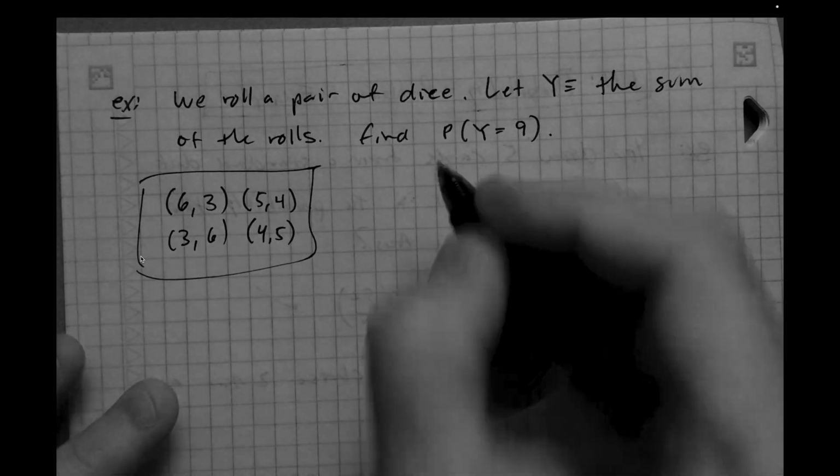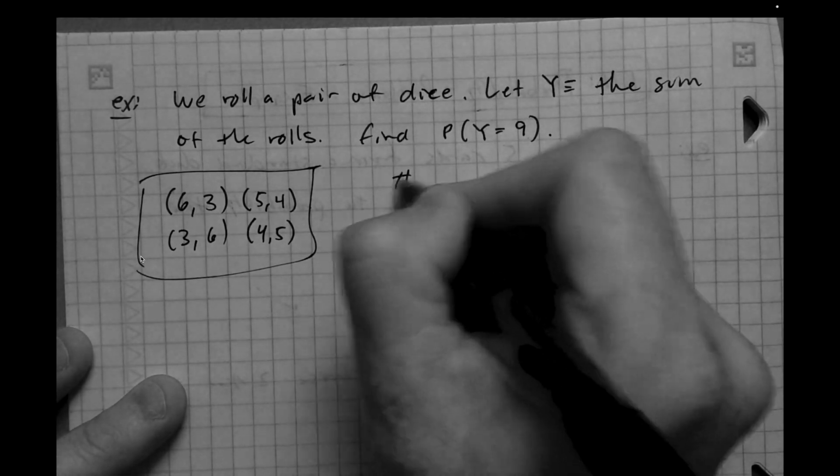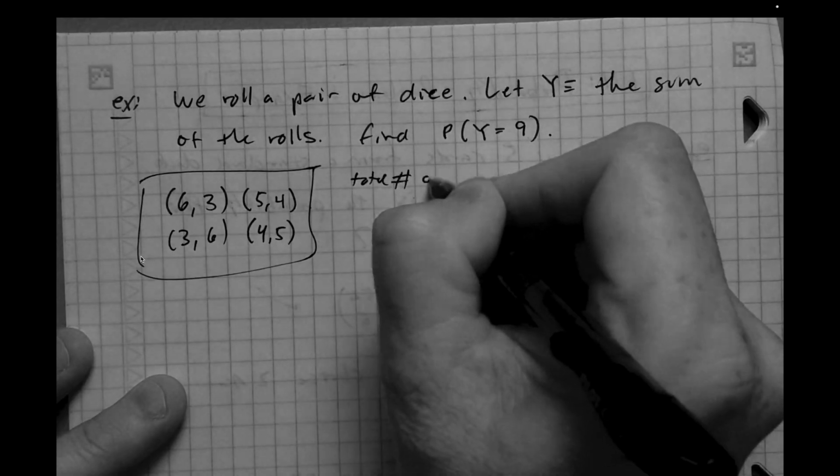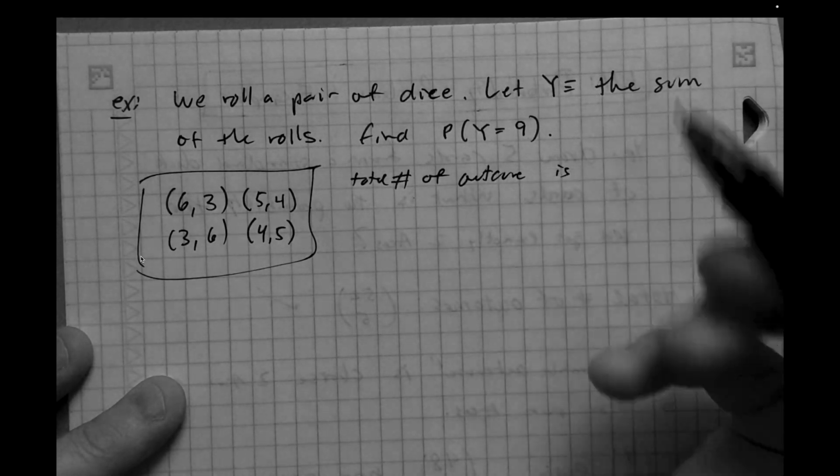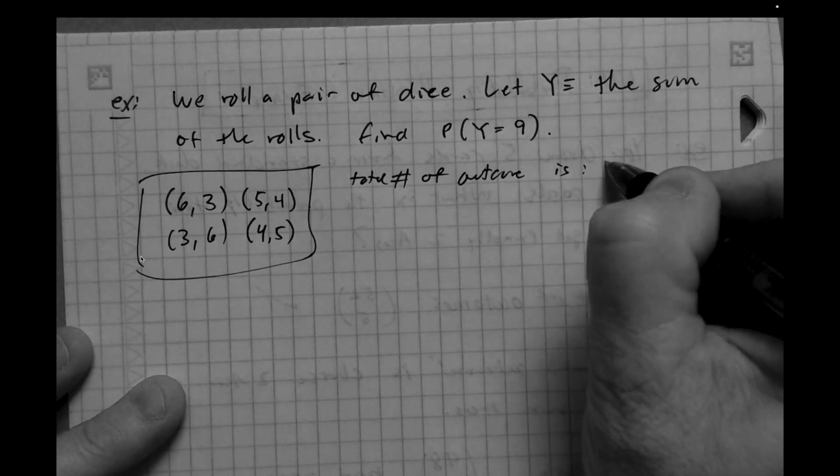And so the total number of outcomes is 6 times 6, the MN rule.